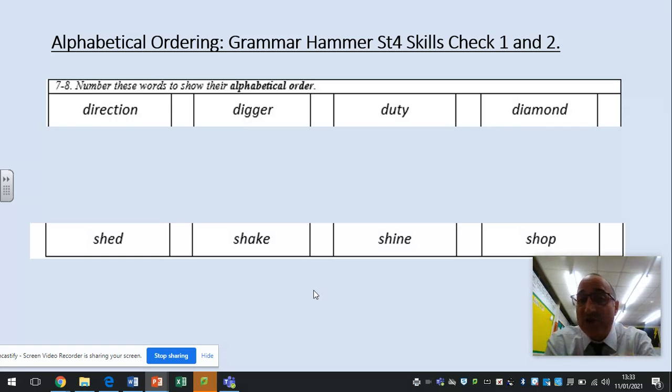So the word that comes first should have a number 1 next to it. The word that comes last should have a number 4 next to it. Pause now, off you go.